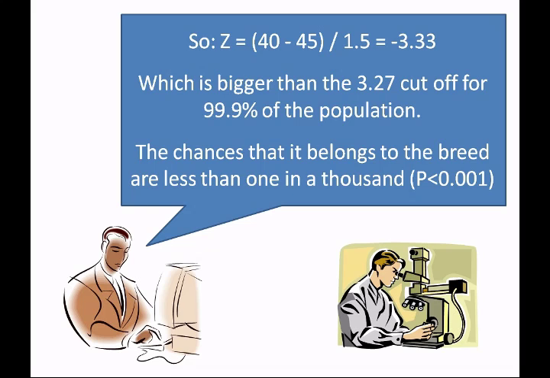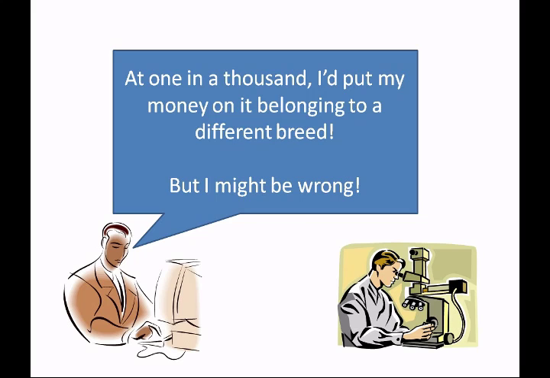Well, Z will equal the observation minus the mean divided by the standard deviation. So 40 minus 45 divided by 1.5 equals minus 3.33, which is bigger, if we ignore the sign, than the 3.27 cutoff for 99.9% of the population. The chances that it belongs to the breed are therefore less than 1 in 1,000. At 1 in 1,000, I'd put my money on it belonging to a different breed, but I guess I might be wrong.